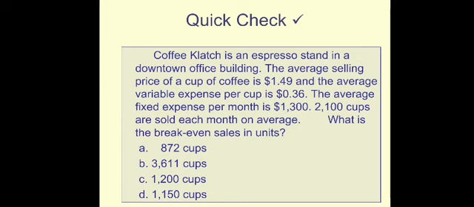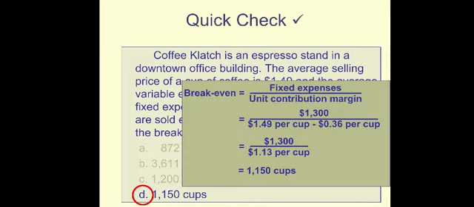So let's see what the answer is. This answer is calculated using the formula method, or the contribution margin method. The formula is fixed cost divided by unit contribution margin. For this Coffee Clutch, the fixed cost is 1,300. The unit contribution margin is $1.49 minus 36 cents per cup of coffee. So the answer is 1,150 cups. If the business wants to achieve the break-even point, it has to sell 1,150 cups of coffee.